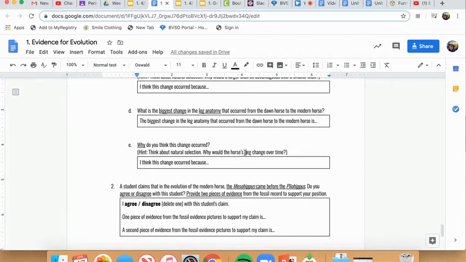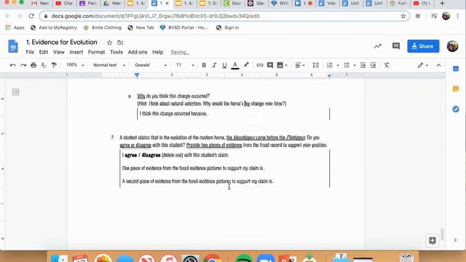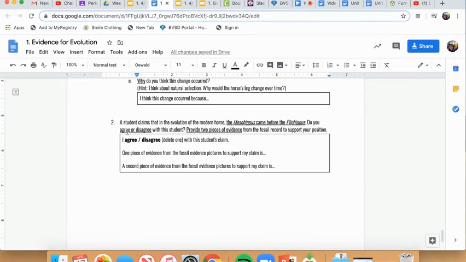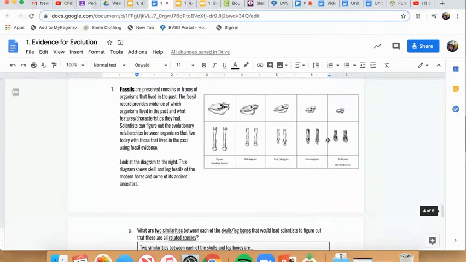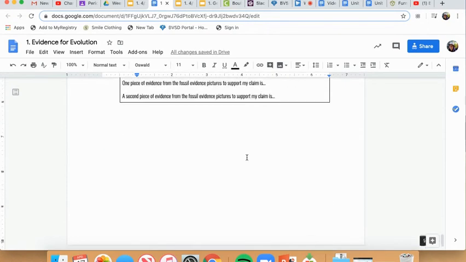And then the last question for this section is similar to the previous section. A student claims that in the evolution of the modern horse, the Mesohippus came before the Philohippus. Do you agree or disagree with this student? Provide two pieces of evidence from the fossil record to support your claim. So we're looking at the Mesohippus, which is this column here, and the Philohippus, this column here. And then you need two pieces of evidence.